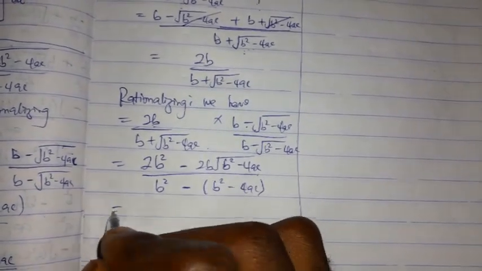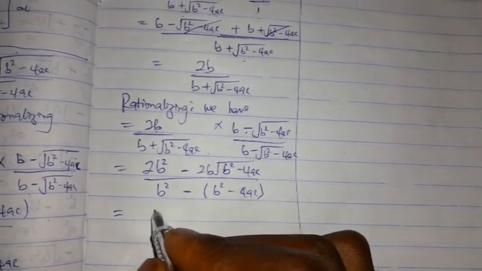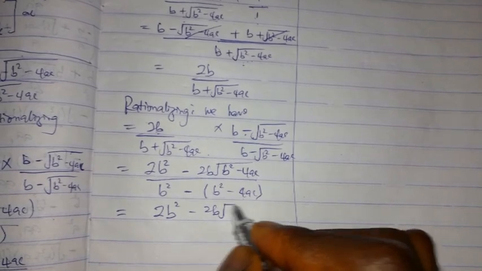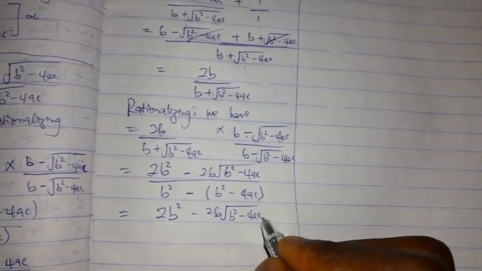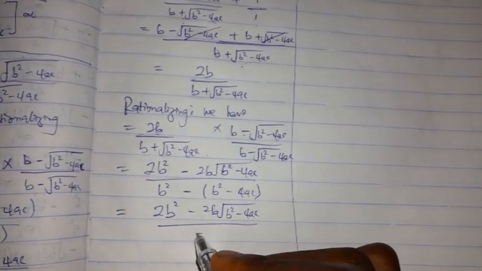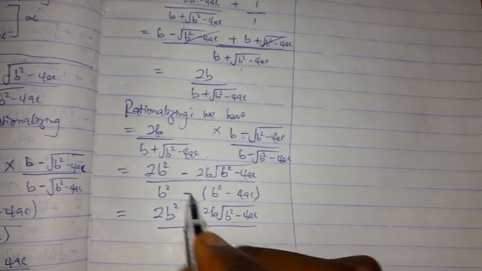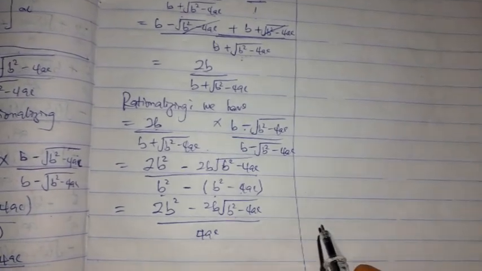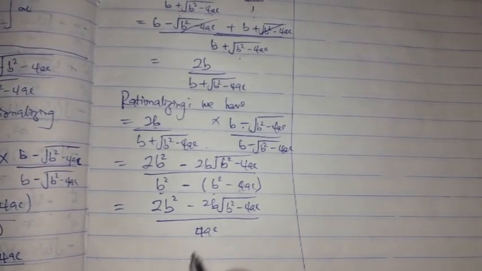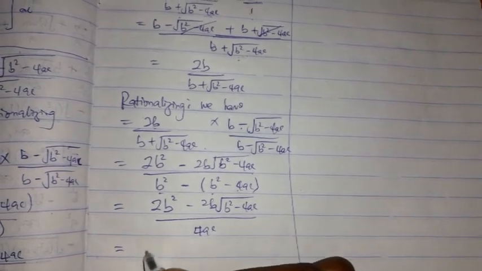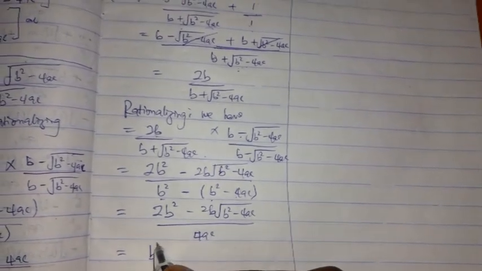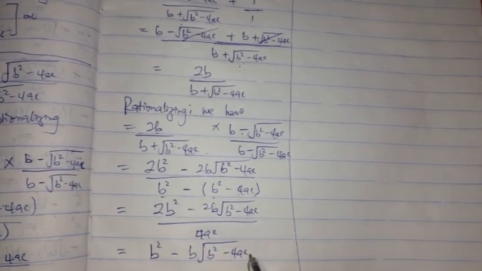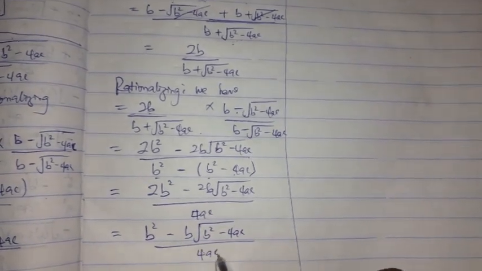Now this now becomes 2b squared minus 2b square root of what? b squared minus 4ac all over what? 4ac. Why? Because if I expand, this becomes b squared minus b squared plus 4ac. Okay, so nothing is common. Okay, something is common both up and down. I have 2 common up and down, so I'm going to have b squared minus what? b the square root of what? b squared minus 4ac all over 4ac.